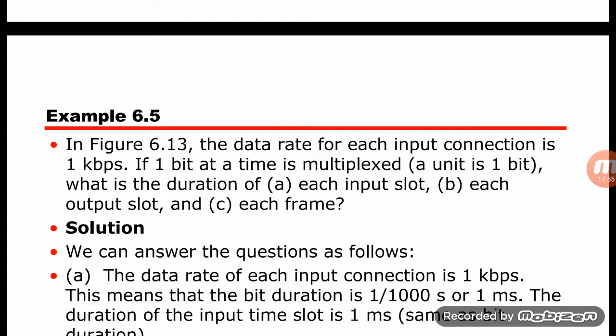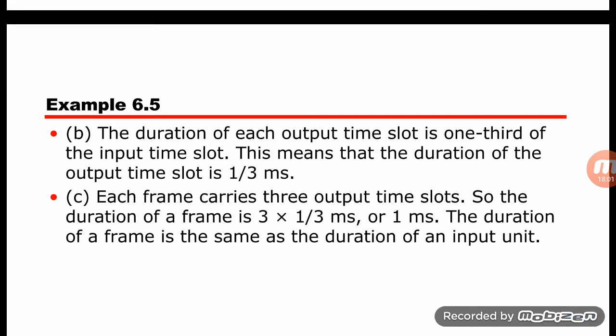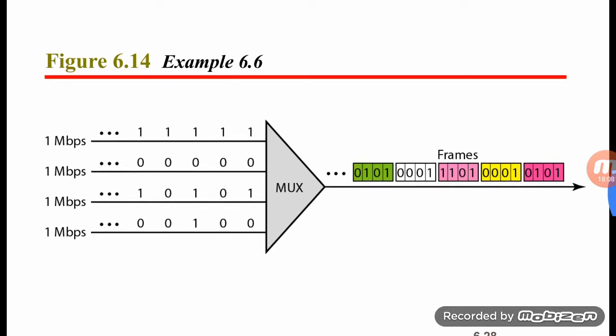Each frame carries 3 output time slots. So the duration of a frame is 1 millisecond and the speed of the frame is 1 kiloframe per second. Okay, let's take another example.